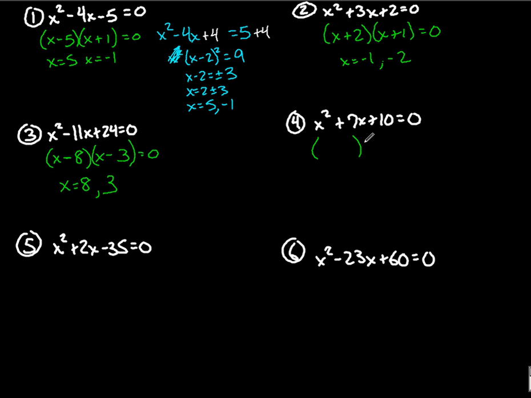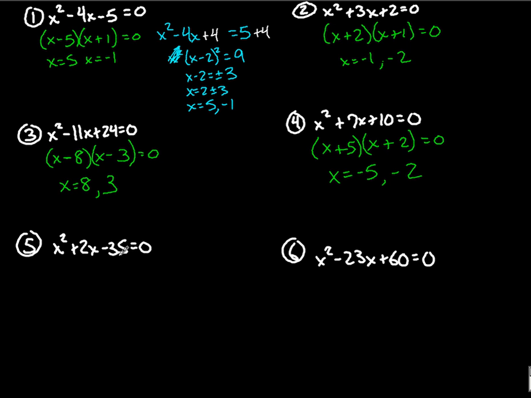Number 4, factors of 10 that add to 7. Always read it right to left. That would be 5 and 2. That means that they're the same, they're both positive. So 5 and 2 are my numbers on the inside. So I should get x equals negative 5 and negative 2 as my two answers for number 4.